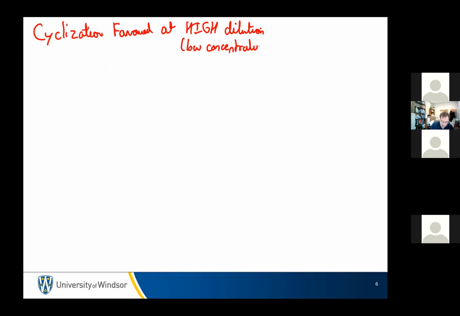I hate this confusion of English. So a low concentration is a high dilution. You dilute it a lot. So it's high dilution, but it's a low concentration. And cyclizations are highly favored at low concentrations.